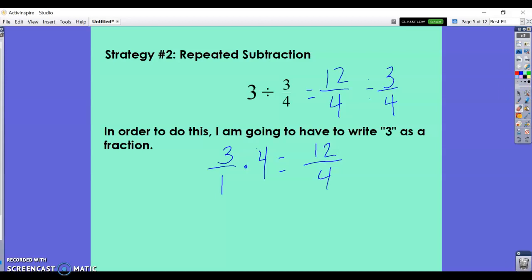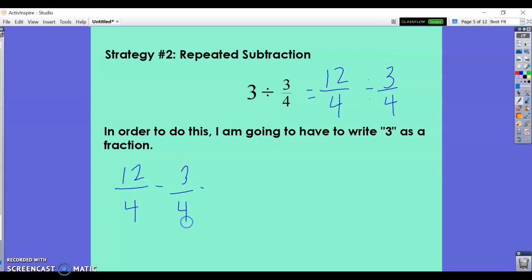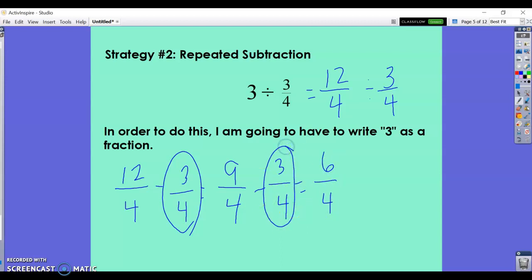So I'm going to erase my work down here at the bottom just so I have some room. And I know that I'm starting with 12/4. And if I subtract 3/4, that gives me 9/4. Okay, so that's 1 time that I've subtracted. If I subtract 3/4 again, that gives me 6/4. That's 2 times that I've subtracted.